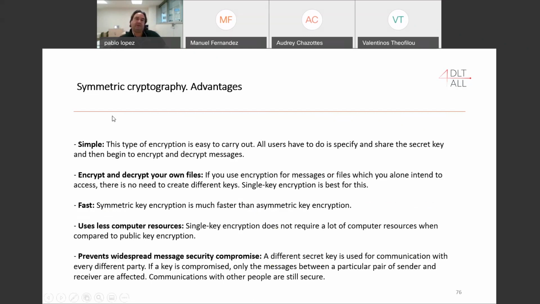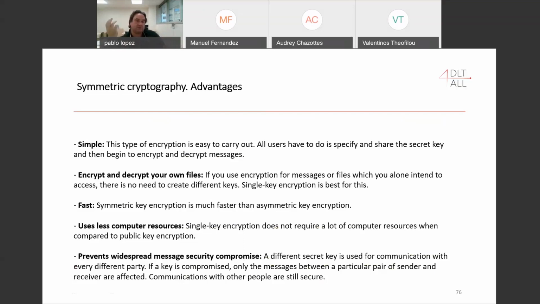Advantages of symmetric cryptography, on the other side. It's simple. This type of encryption is easy to carry out. All users have to do is specify and share the secret key and then begin to encrypt and decrypt messages. It's easy to encrypt and decrypt your own files. If you use encryption for files which you alone intend to access, there is no need to create different keys. It's like when we create a private document, a PDF or whatever, and we put a password. We are talking about that.